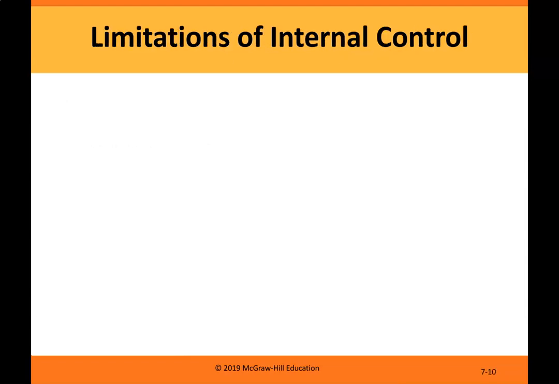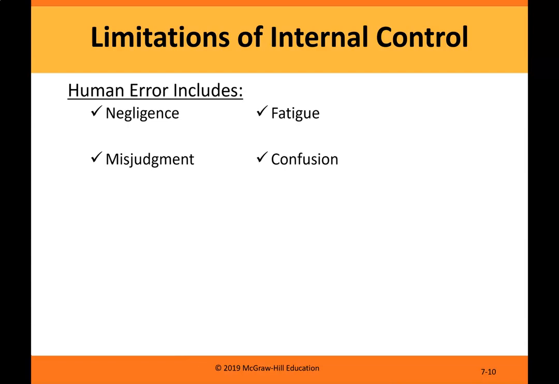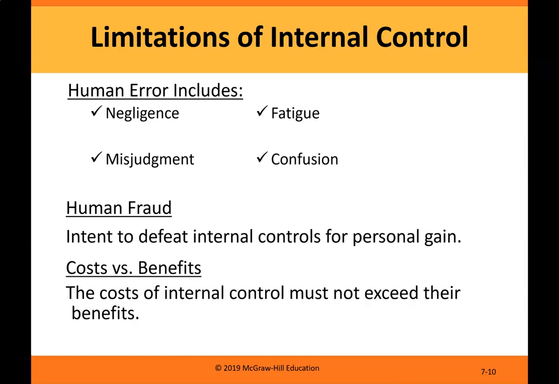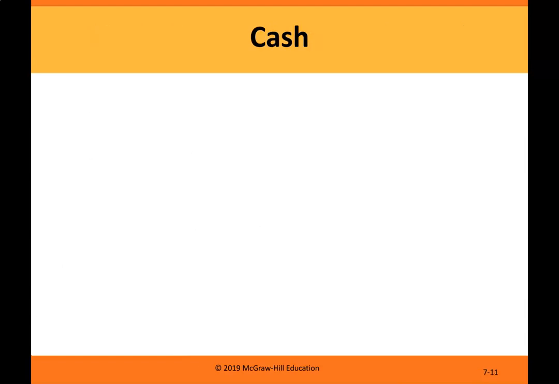Limitations of internal controls. Human error includes negligence, misjudgment, fatigue, and confusion. Human fraud: intent to defeat internal controls for personal gain. Cost versus benefits: the cost of internal controls must not exceed their benefits.